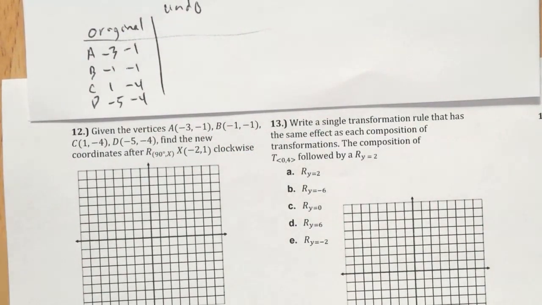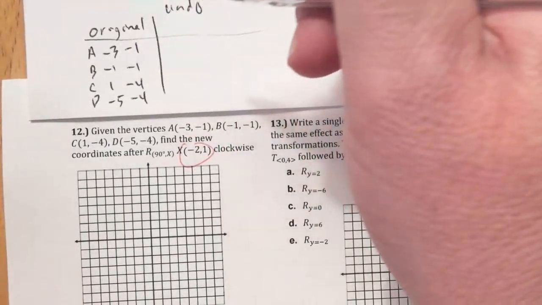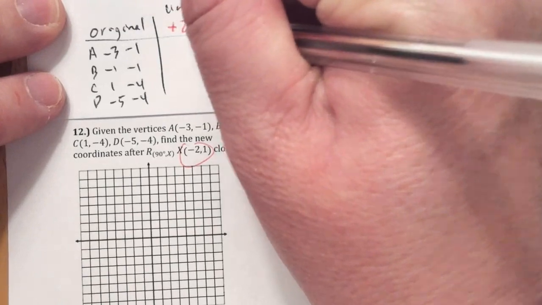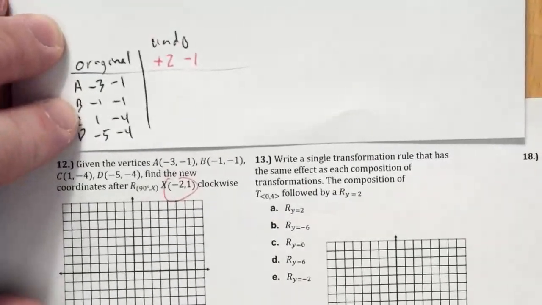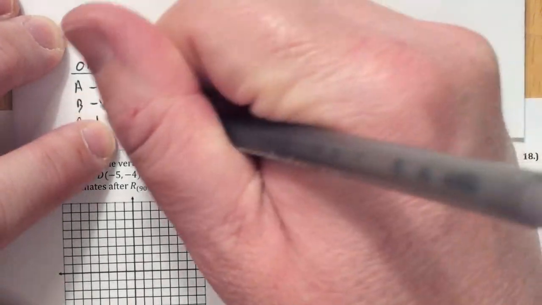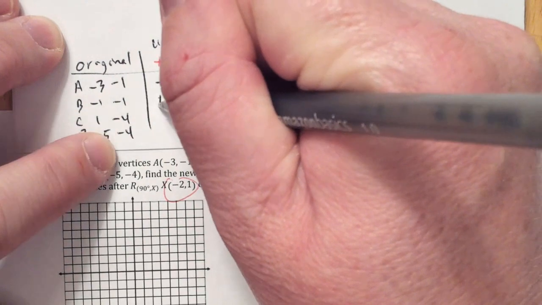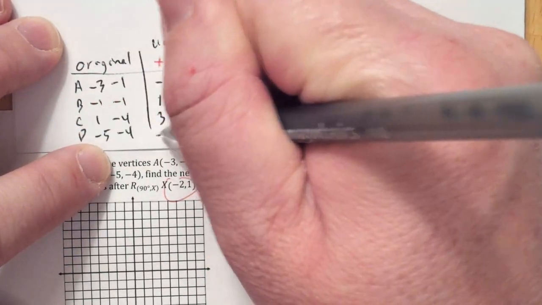So our center was -2, +1. So the opposite of that is +2, -1. So let's take all those and undo that. -3 + 2 is -1. -1 + 2 is 1. 1 + 2 is 3. And -5 + 2 is -3.